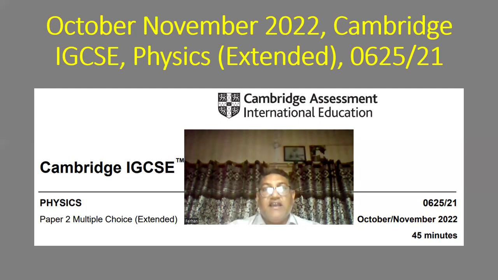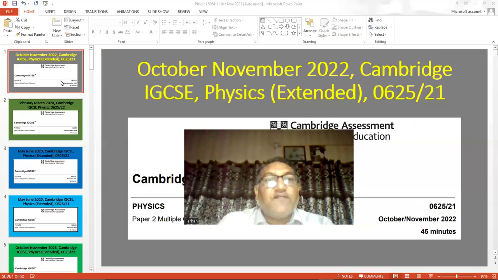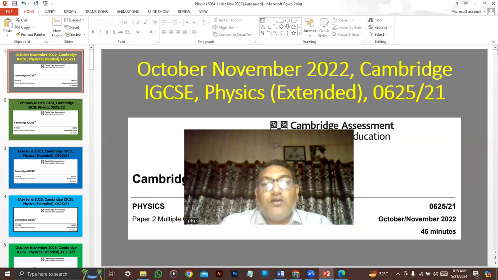Extended Physics. And today we have set our hearts to solve a paper 2 of this subject. This paper 2 is a multiple choice paper, and the paper we have selected is October November 2022 2-1 paper. This paper 2 belongs to Zone 1. The time allowed for this paper is 45 minutes, sorry. And let's start. And here we go.